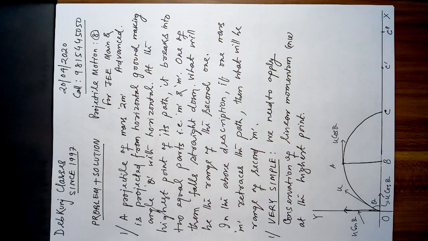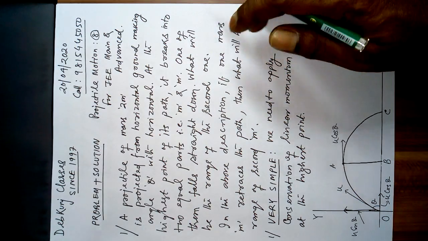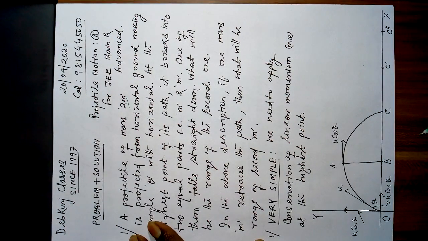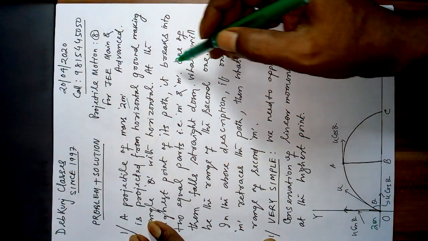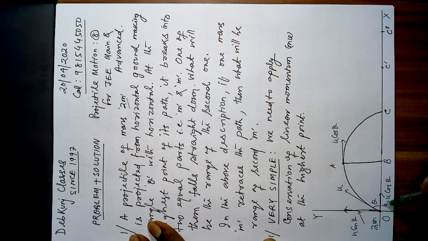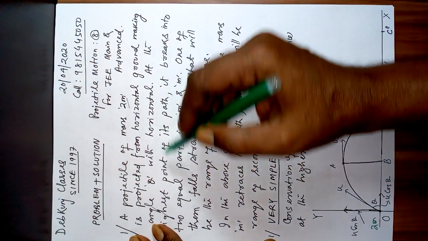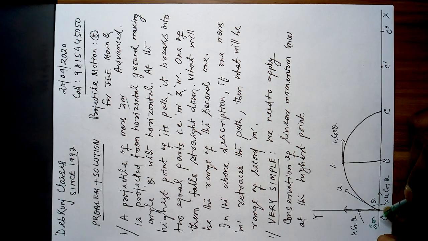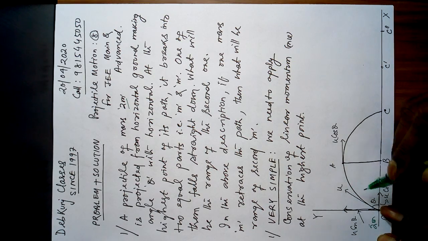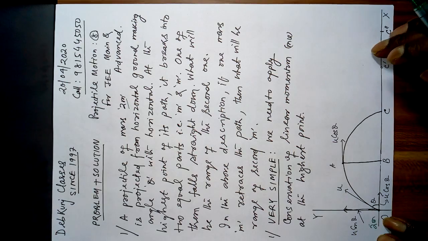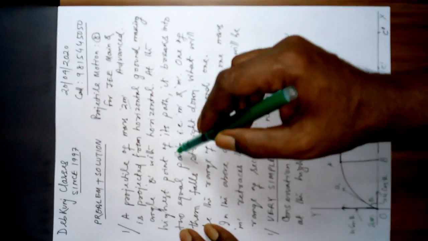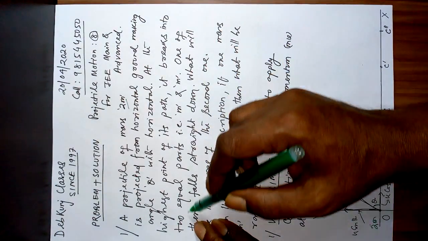A projectile of mass 2m is projected from horizontal ground. From here, a mass 2m is projected from this horizontal ground, making angle theta with the horizontal. This projectile of mass 2m is projected with a velocity u, making angle theta with the horizontal. At the highest point of its path, it breaks into two equal parts.